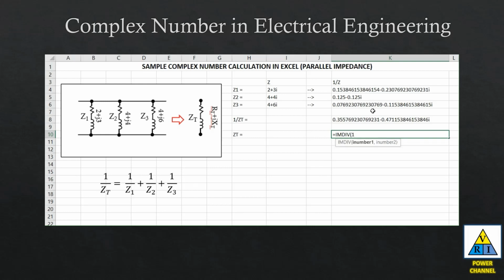Zt is equal to the reciprocal of 1 over Zt. So IMDIV of 1 over this number. So we have the total impedance of the parallel circuit.